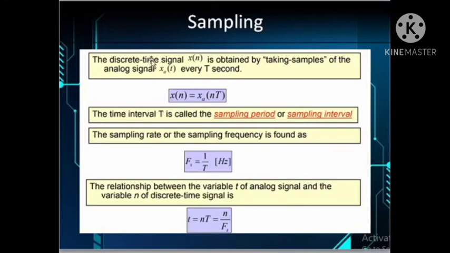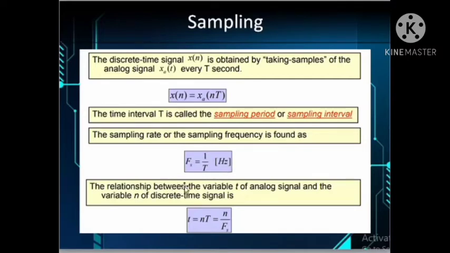So the discrete time signal, x[n], is obtained by taking samples of the analog signal x(t) every T seconds. Please refer to this equation. The time interval T is called the sampling period or sampling interval. The sampling rate or the sampling frequency is found as fs equals 1 over the sampling period, and of course, this is in units of hertz.